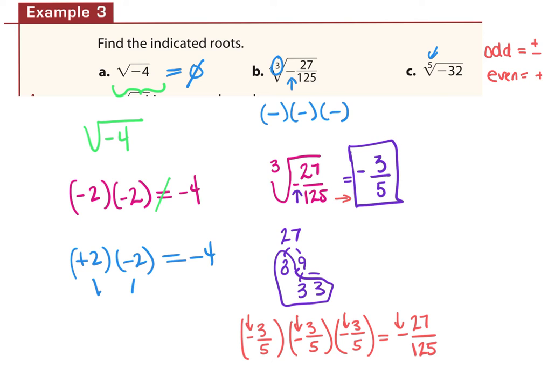My index is 5, so I need it to group 5 times. So I'm going to use my factor tree. What groups 5 times? 1, 2, 3, 4, 5. So my answer is 2. And then because it was negative, my answer is going to be -2. So your index tells you what grouping you are looking for. What grouping are you looking for to be able to take it out of the radical?